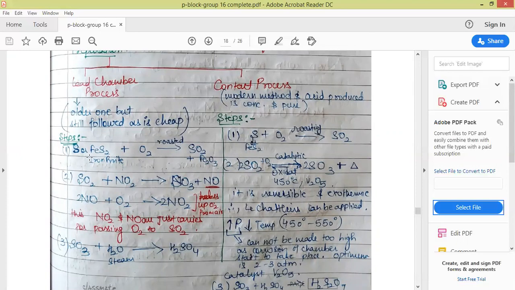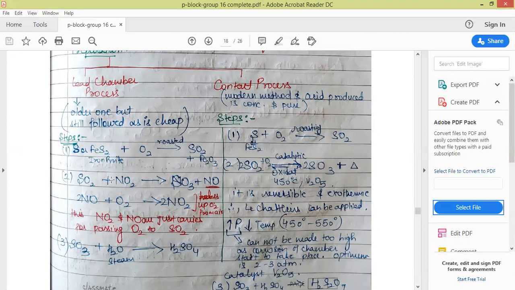This is the first step, where sulfur or its ore, that is iron pyrite, is roasted. Roasting is always done in the presence of oxygen. So it is roasted to produce SO2. The first step is similar in both the processes.